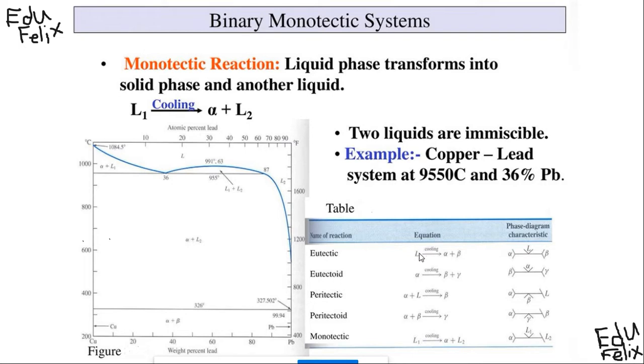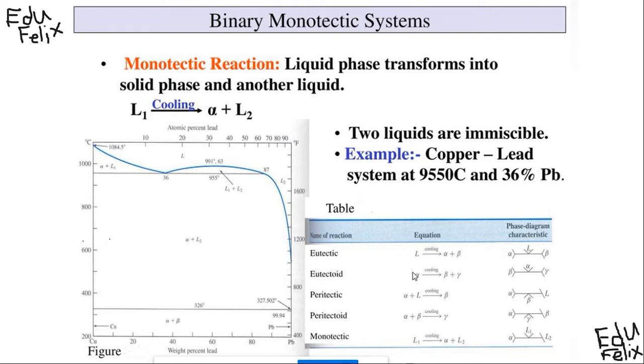Eutectic means you have liquid at the first stage, and it goes to another stage. That means it may be solid, or solid plus liquid, right? If you have a eutectic phase, you are starting with liquid. Here, peritectic, you have starting liquid. Monotectic, you are starting with liquid. It goes to another solid plus liquid or something, right?